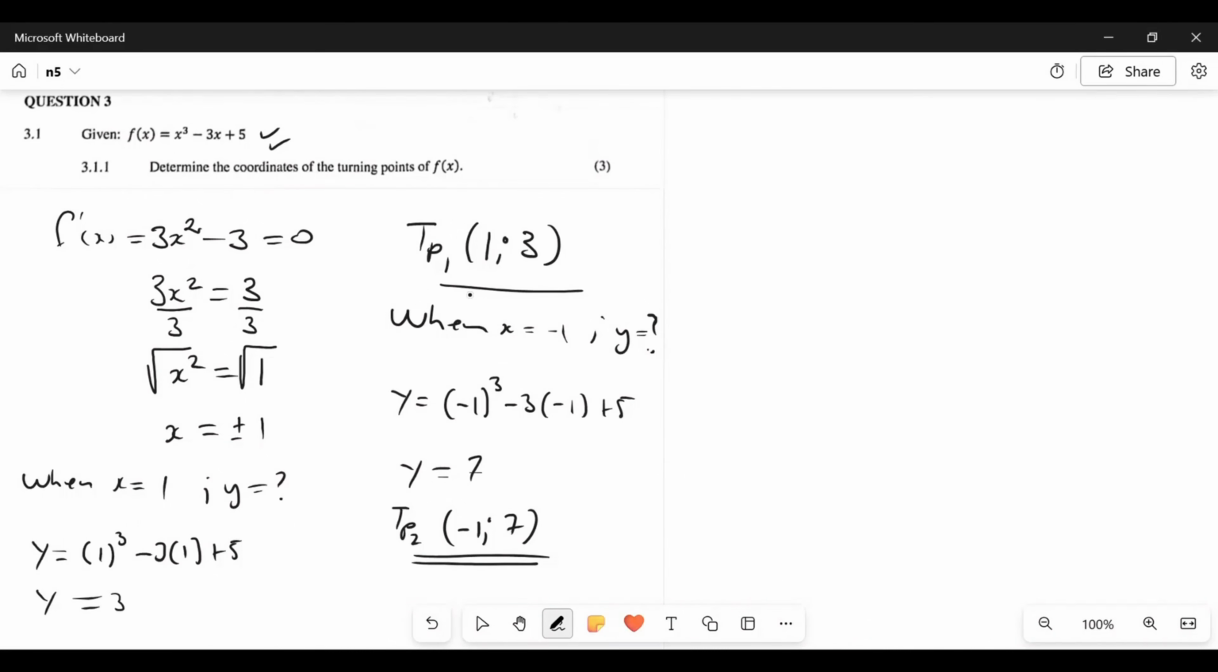So we have 2 turning points there. Remember, they want us to find the coordinates of the turning point. I hope you guys managed to understand this. Really, it was not that difficult to do.